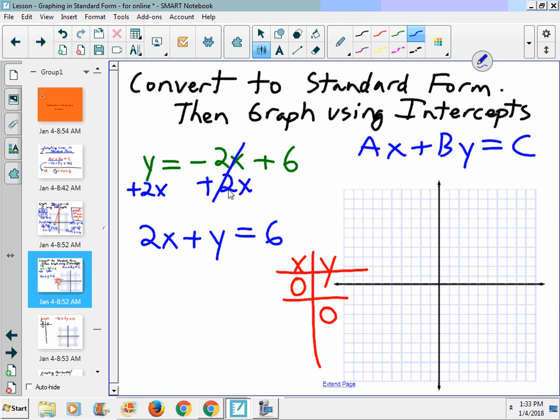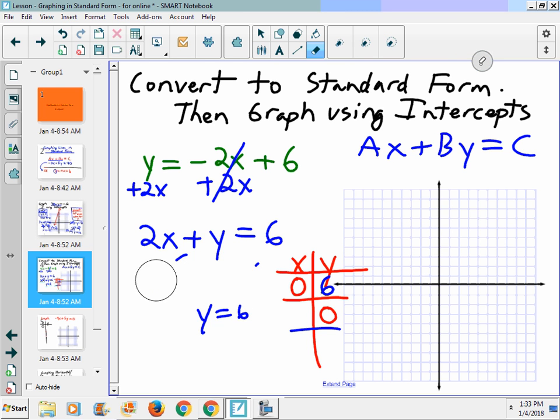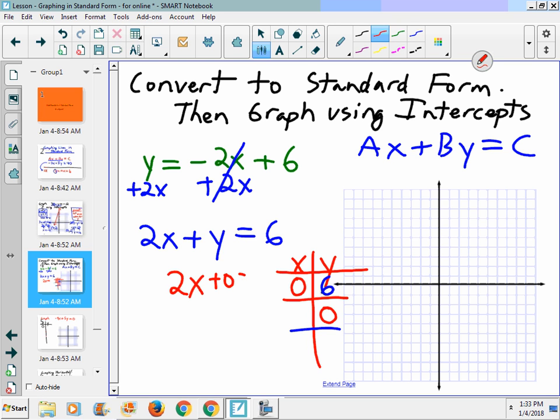For the first one here, we're going to plug in 0 for x. So we're going to have 2 times 0 plus y equals 6. These will cancel. Y equals 6. So therefore, 0, 6 is our y-intercept. To find our x-intercept, we let y be 0. If we put 0 in for y, I'll just clear this work off. We're going to have 2x plus 0 equals 6. That goes away. 2x equals 6. X equals 3. Therefore, our x-intercept is 3, 0. And now we'll just graph those 2 points that we have in our chart.